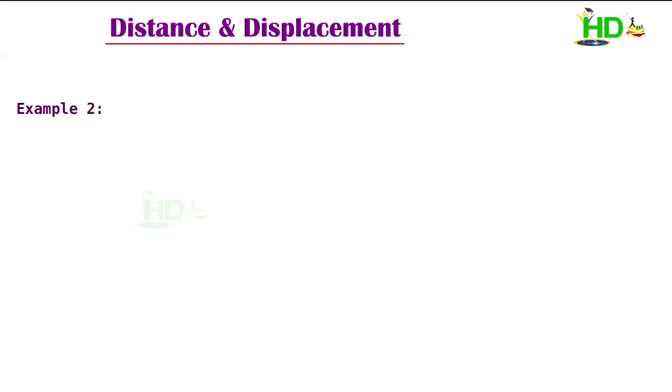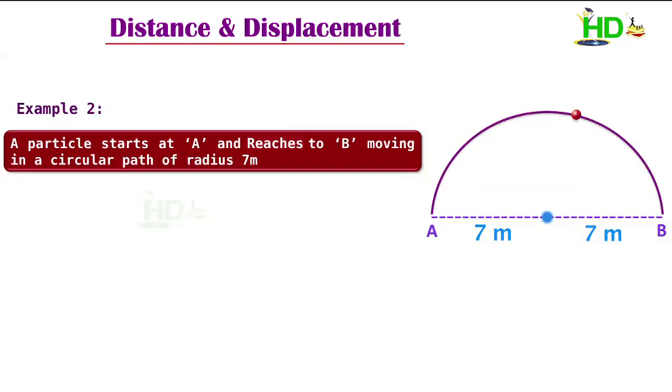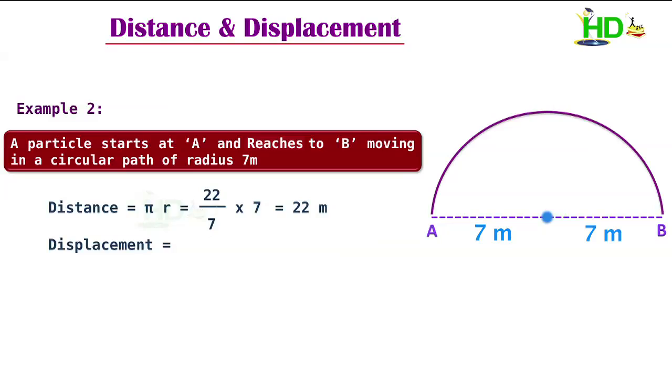And we take another example. A particle starts at A and reaches B moving in a circular path of radius 7 meter, as you are seeing in the figure. Then the distance is nothing but the length of this path, which is equal to pi into r. This is equal to 22 by 7 into 7. r is the radius and pi is the constant. And this is equal to 22 meter. And the displacement is the shortest distance between these 2 points, which is nothing but r plus r, that is 2r, 7 plus 7, 14 meter.